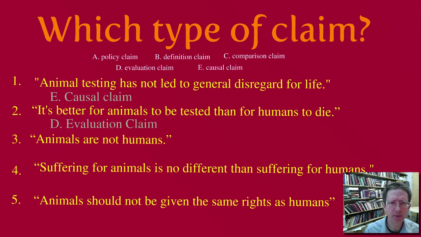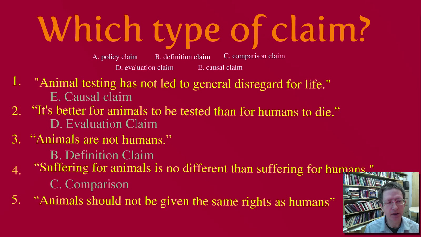Animals are not humans. Which one of these claim types had to do with saying what things are or are not? That would be definition claim. Number 4, suffering for animals is no different than suffering for humans. Very clearly you're making a comparison here, hence a comparison claim. Number 5, animals should not be given the same rights as humans. That should just flash out to you and say, hey, I'm looking at a policy claim. Now, you may not have gotten all of these exactly right because I can see some confusion, especially between the evaluation claim and the comparison claim. Don't worry too much about that.